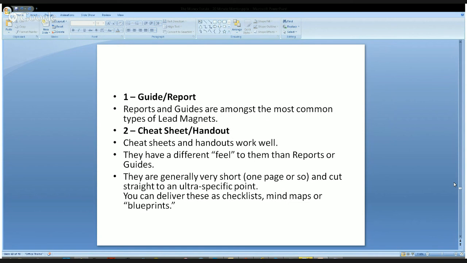Cheat sheets work very well, and handouts, because they've got a different feel to them than reports or guides. As I say, they're very short. They only need to be a page or so, and they get straight to the point. And you can deliver these as checklists, mind maps, blueprints, whatever you want to call them, spreadsheets, as I say. And they're something that people can use straight away. These fall into the tools section.